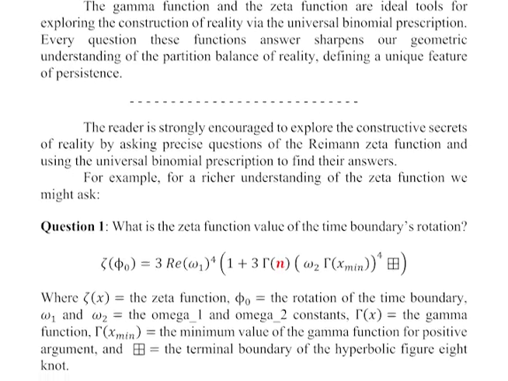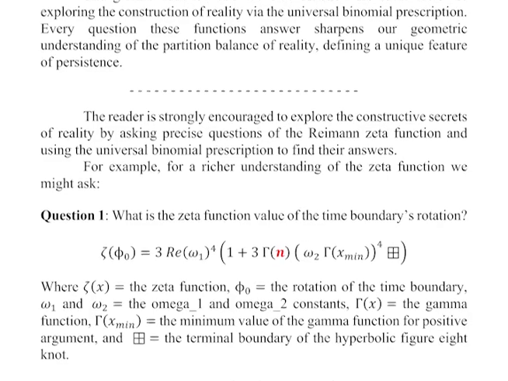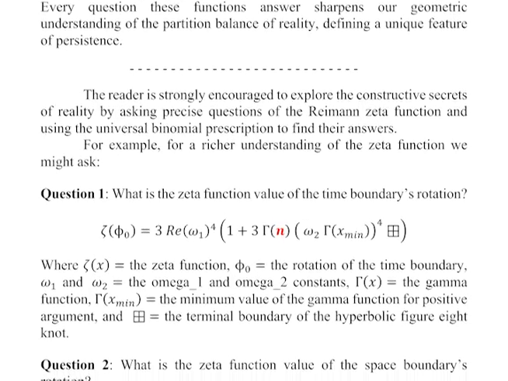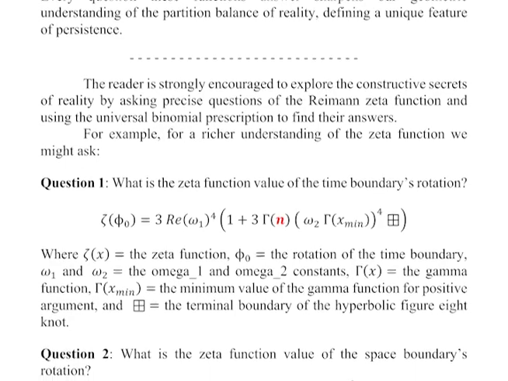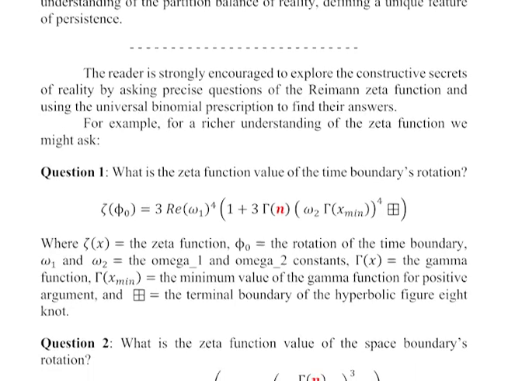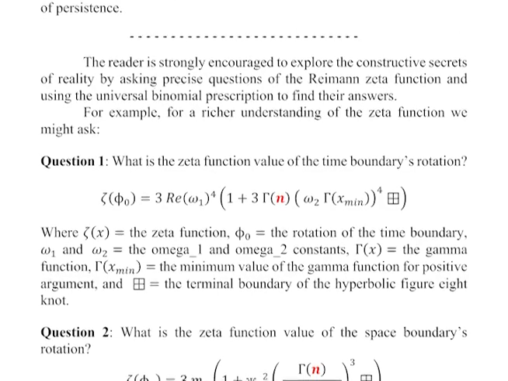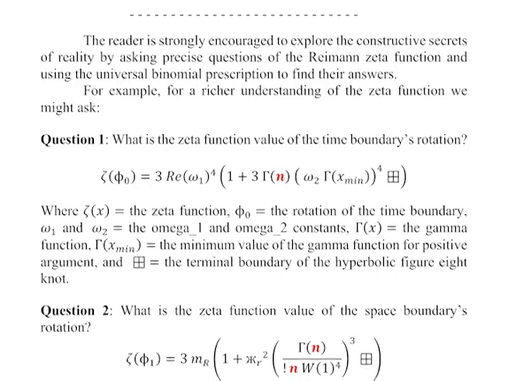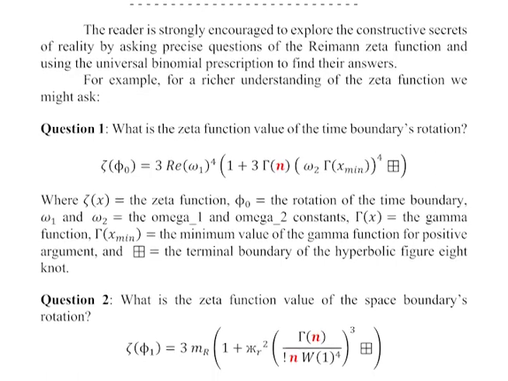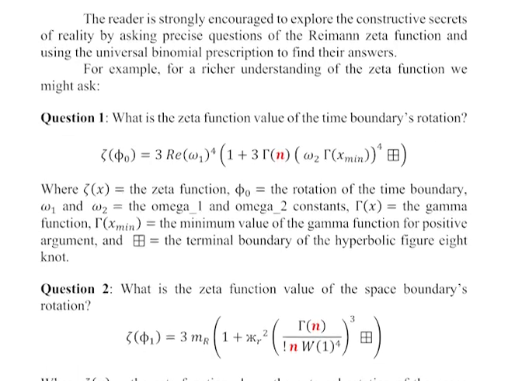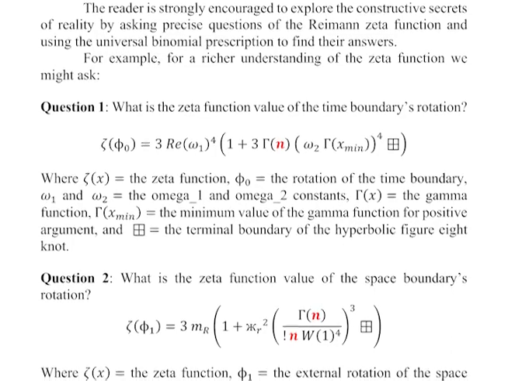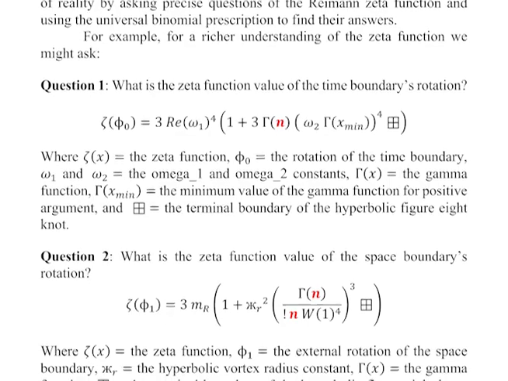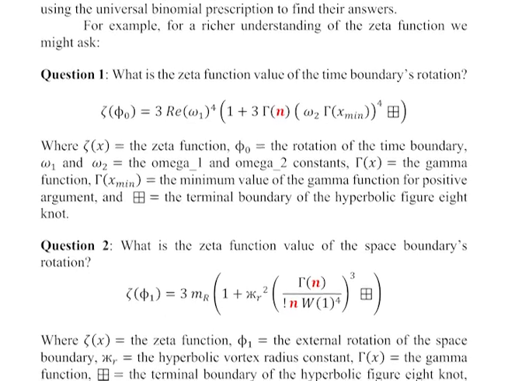For example, for a richer understanding of the zeta function, we might ask, question 1. What is the zeta function value of the time boundaries rotation? To get this answer, we would just put in the zeta of the value of the time boundaries rotation and hit equals in Wolfram Alpha. We'd get a number, and we'd then, of course, put that number into the universal binomial prescription and find that it is this partition and rotation combination.